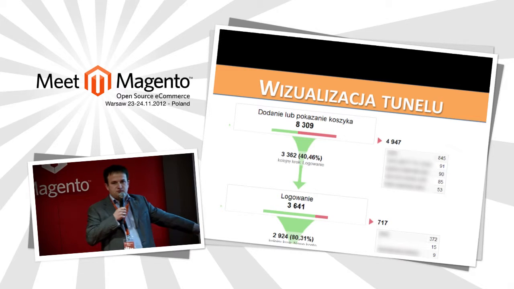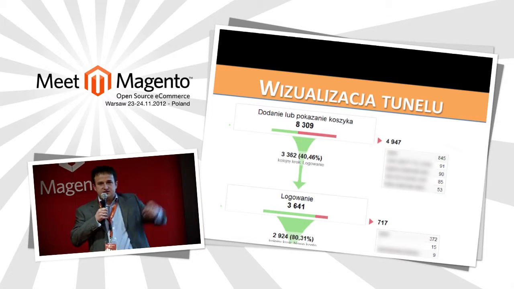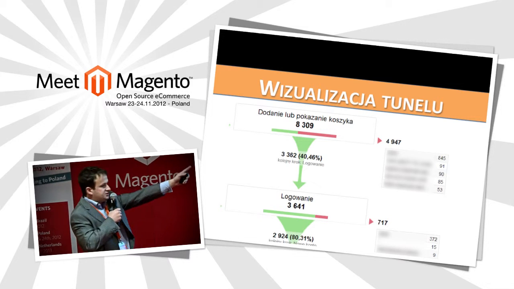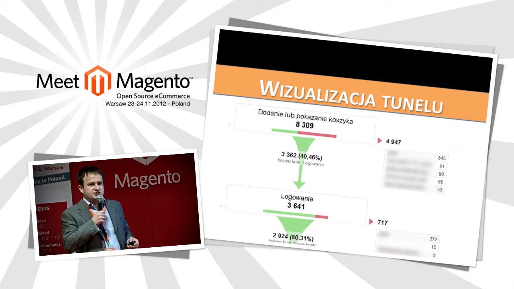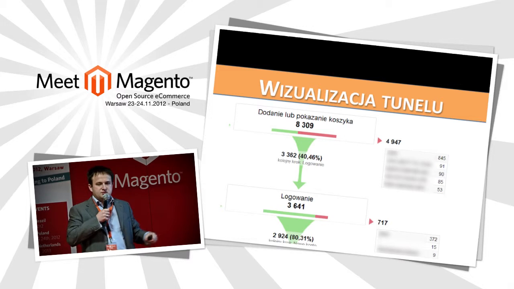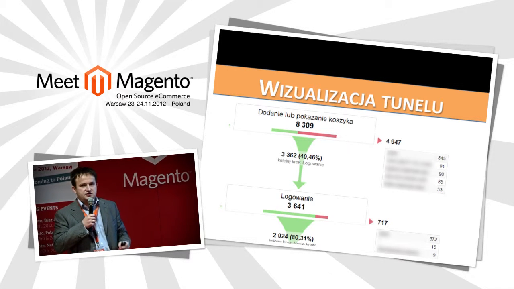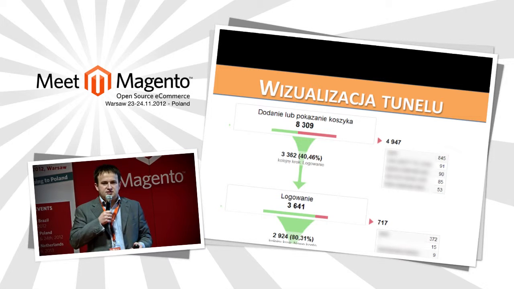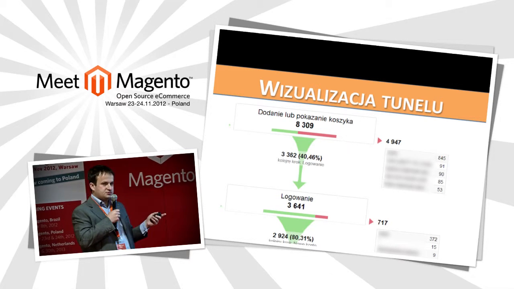I tried to make it visible, clear. It ends with a purchase, with checkout at the very end. You can see add to cart or showing the cart. After that we have the percentage of logging in, then the number of people proceeding to payment, and so on.